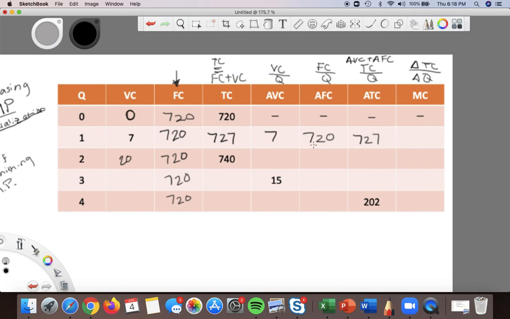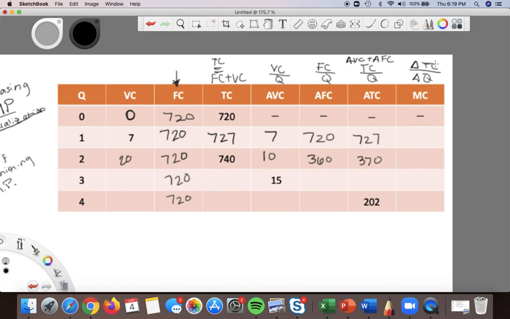All right, for the second row, we're going to get my average variable cost by taking my variable cost of 20 and dividing it by Q, which this time is now 2. So 20 over 2, that's going to be 10. Average fixed cost, that's going to be my fixed cost, 720 divided by Q, which is 2. So 720 over 2, that's going to be 360. And now if you add these together, you can get your average total cost of 370, or you could take 740 and divide it by 2, TC over Q, you'll still get 370.